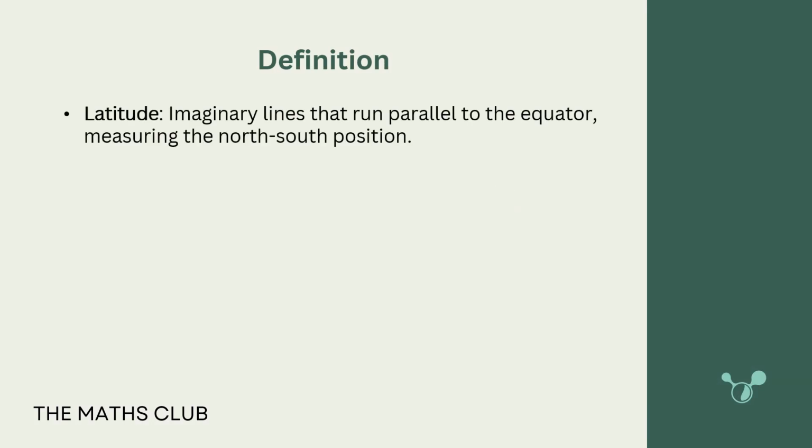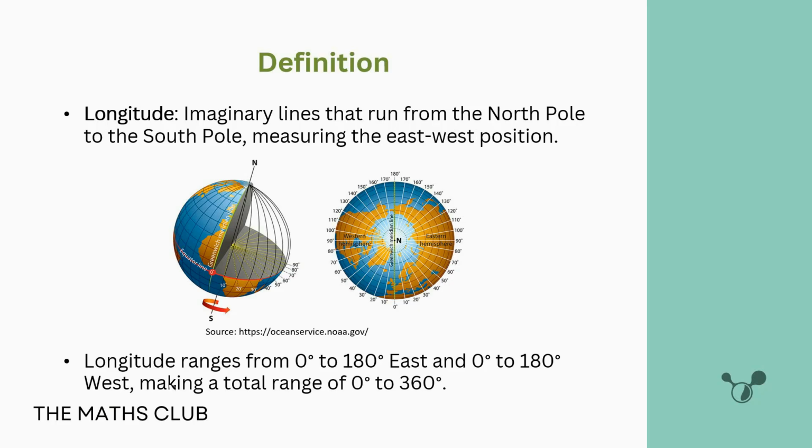The next one, we're going to look at latitude. When we say latitude, what does it mean? These are imaginary lines that run parallel to the equator, measuring the north-south position. I should have told you what the equator is. Just like in this particular circle, this line here is like when you do your x-axis and y-axis, that is where your Cartesian graph starts from. Same thing too for the Earth.